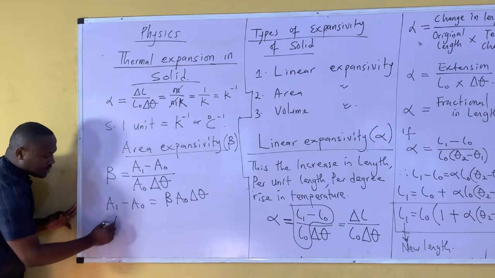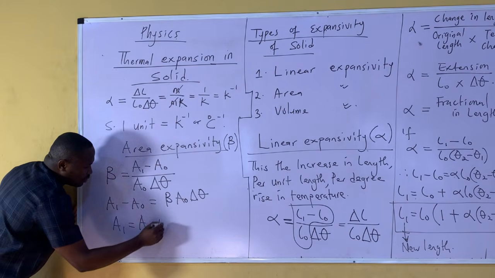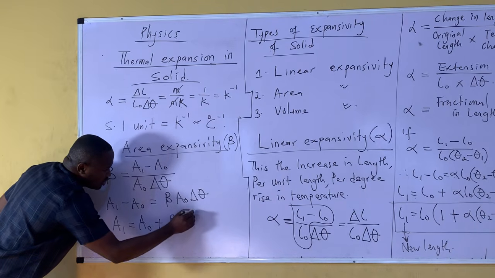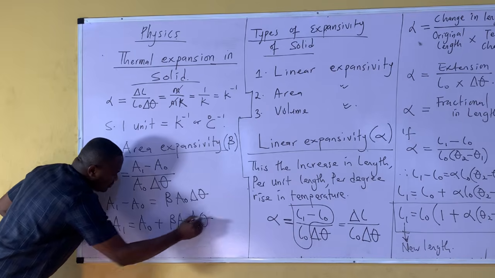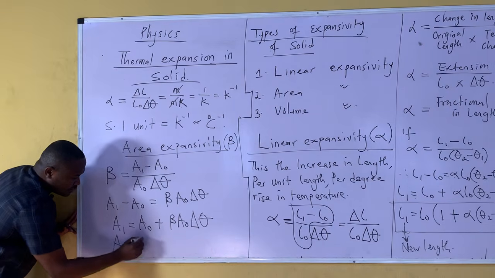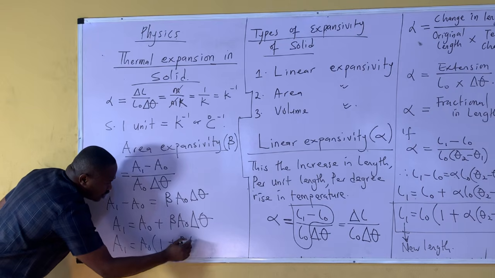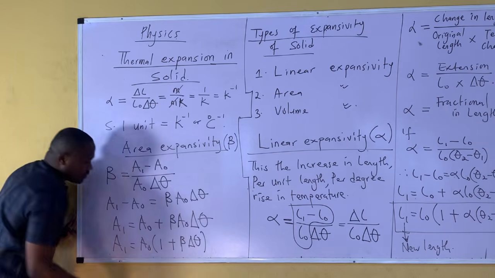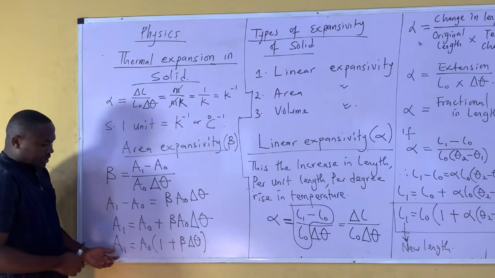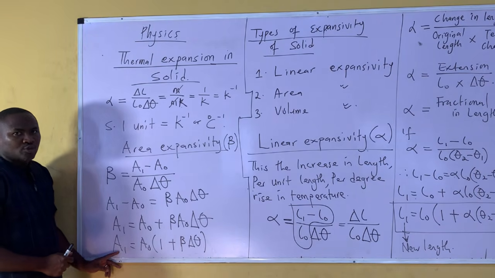Now, if you want to get what is A1, A1 will be equal to A naught plus beta A naught change in temperature. A naught is common, so I have A1 is equal to A naught open bracket 1 plus beta change in temperature. Now you see that it's all looking like my L1, but the only thing that is changing is my L1 is being changed with A1, that's the new area.